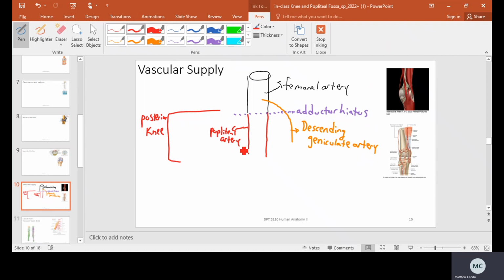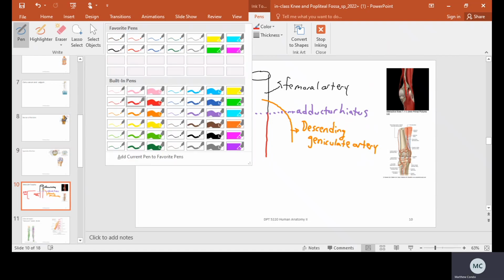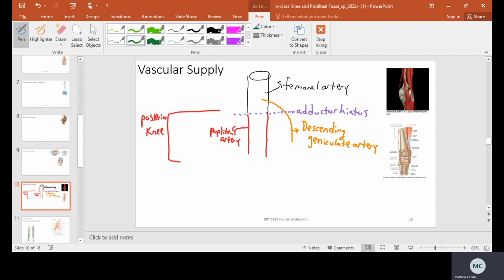So like I said, I'm going to have 4 arteries come off. These arteries are all going to wrap around. They're going to come from the back side, and they're going to wrap around to the front side.